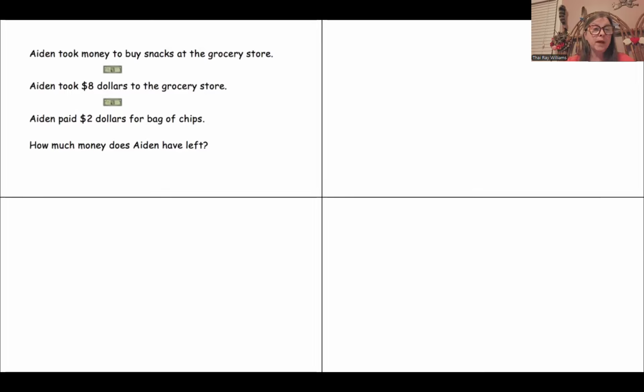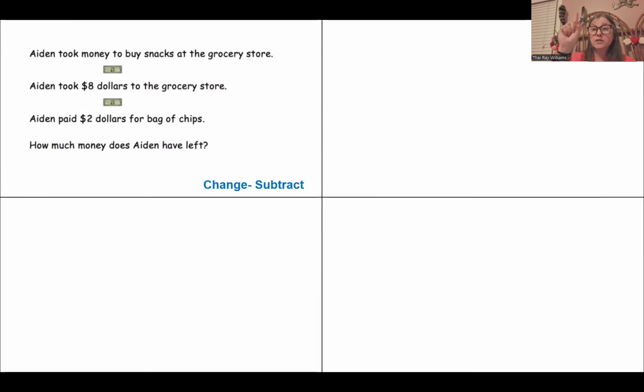All right, when we come back and look at this, let's see what we have. So we have that he took money. So that's what we're talking about. We have one thing, we have money. And he took $8 to the grocery store. And then he paid $2 for chips. And how much was left? Well, that tells me that this is a change subtraction problem. That's what this is. It's a change subtraction problem.